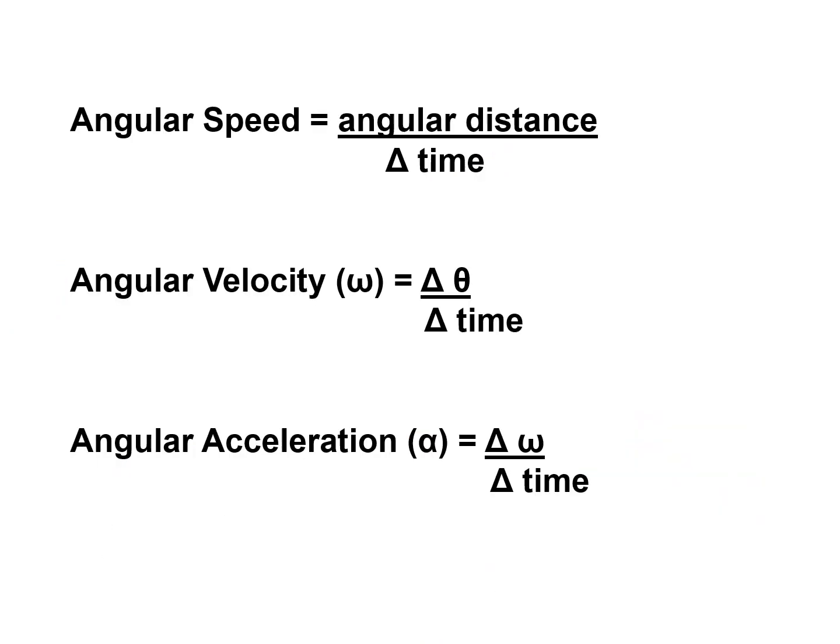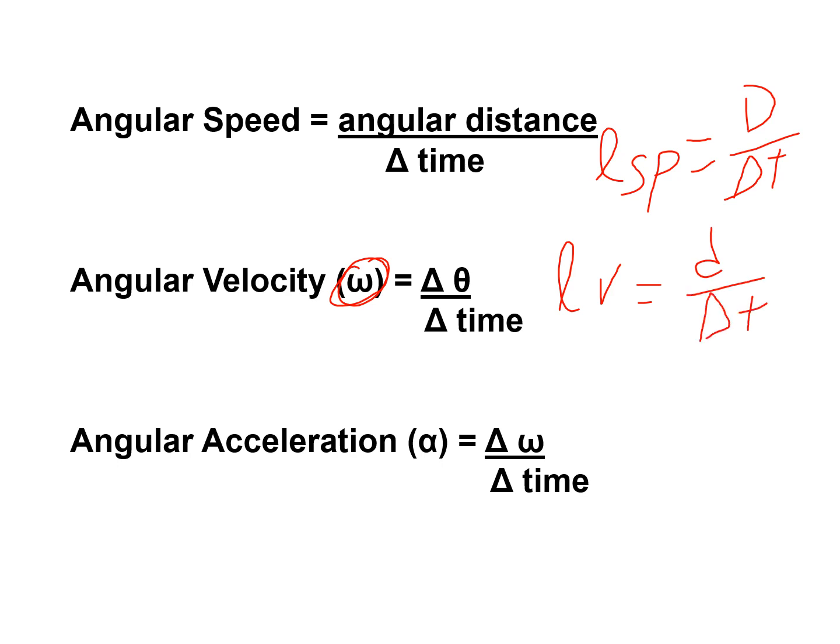So when we start looking at our other kinematics, we have angular speed. This is angular distance over time. The same thing with linear speed, which is equal to linear distance over a change in time. Angular velocity, this is omega, but think curly W equals omega. But this is the change in angular displacement over time. So our linear component to this is linear velocity, which is equal to linear displacement over a change in time.